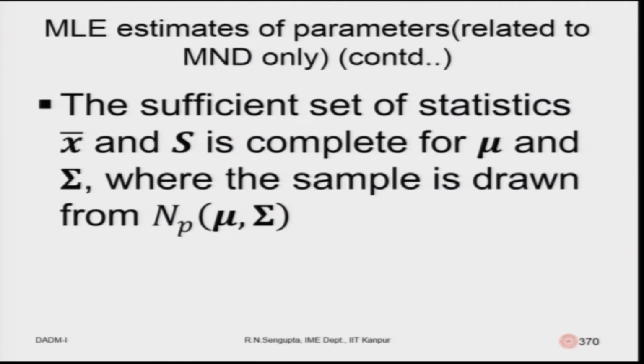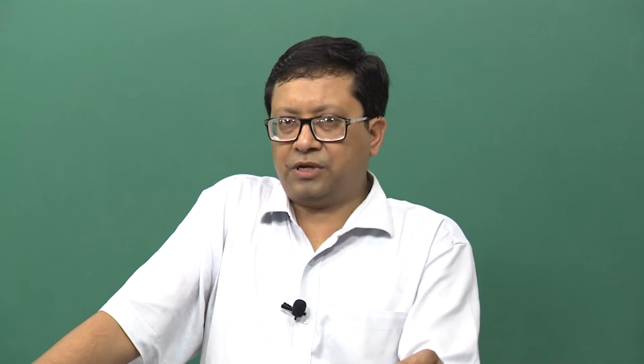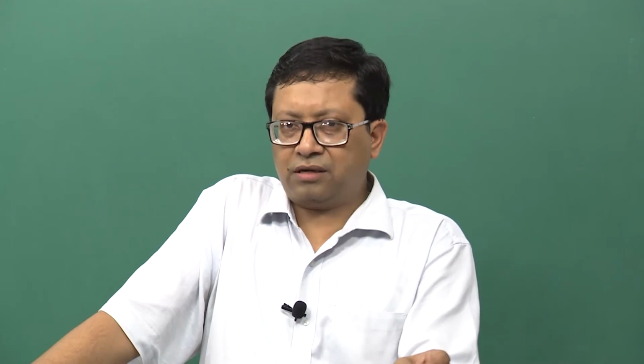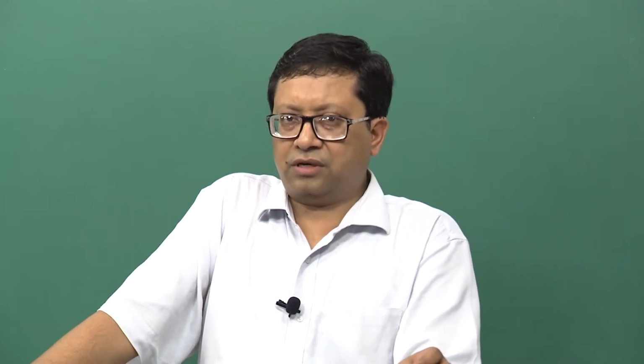The sufficient set of statistics which we have, considering the sample mean, are complete when the sample is basically drawn, complete meaning in all the statistical properties, if they are drawn from the total multivariate population of mean mu and variance covariance of sigma.